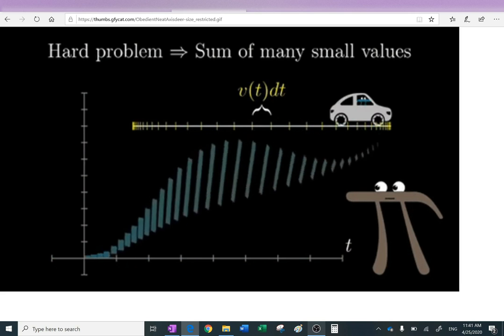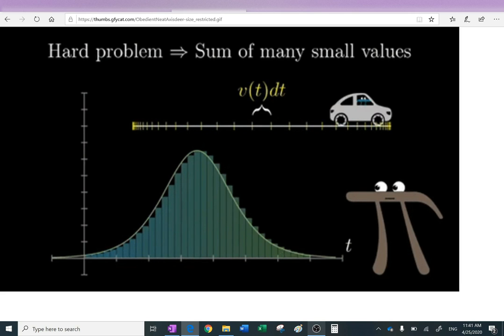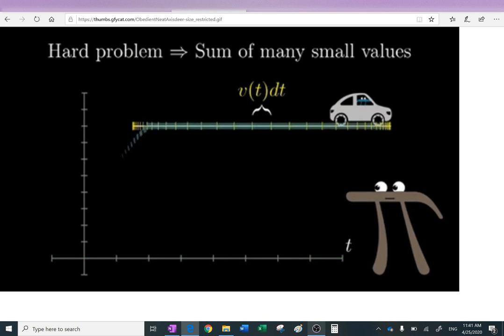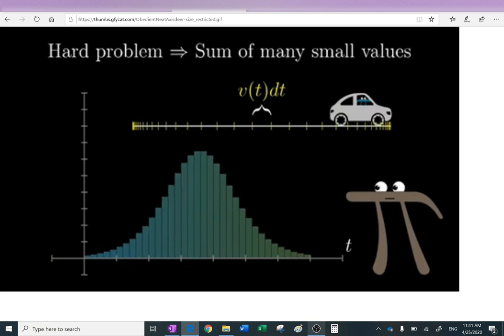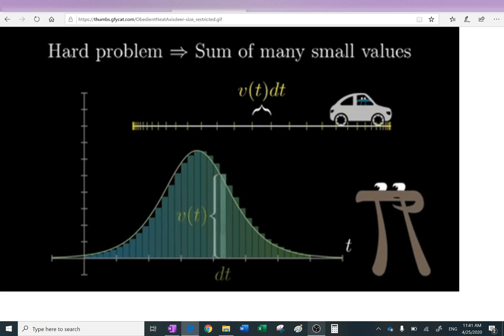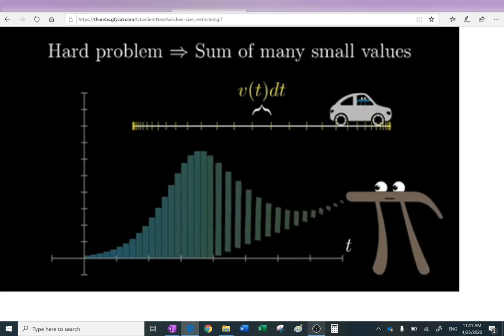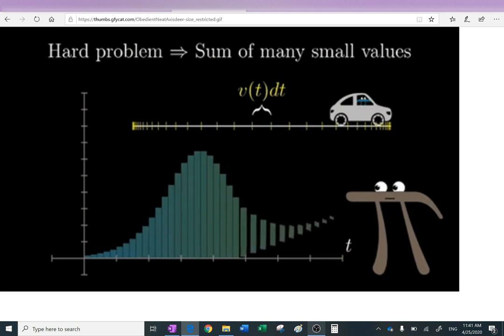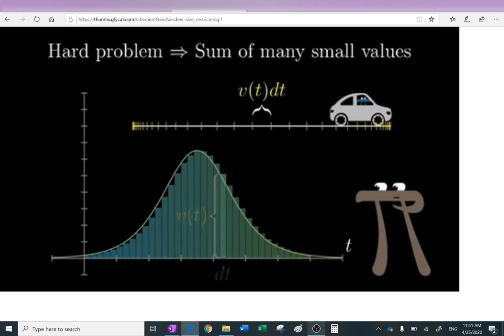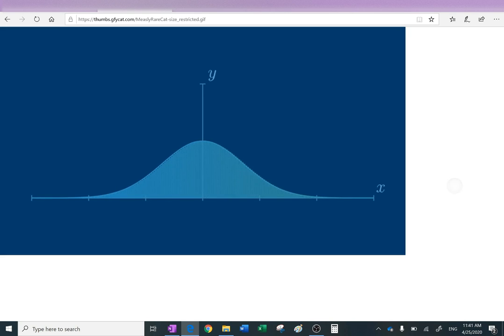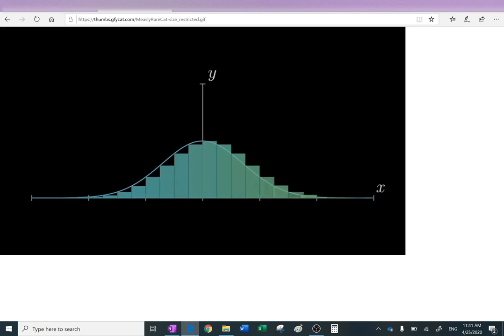We basically have a hard problem, and then we divide it into small, easy problems. And the sum of those many small problems gives you the approximate or even the exact result. And why was the problem hard? Because the speed was always different. How would you add millions and millions of different heights using rectangles or even a limit? So that's a cool idea here. One more point is that the more rectangles, the better the result.